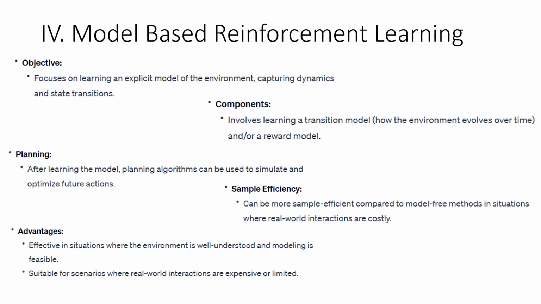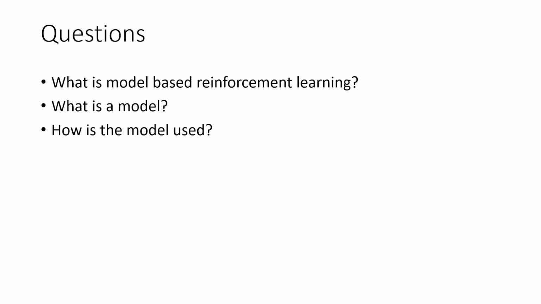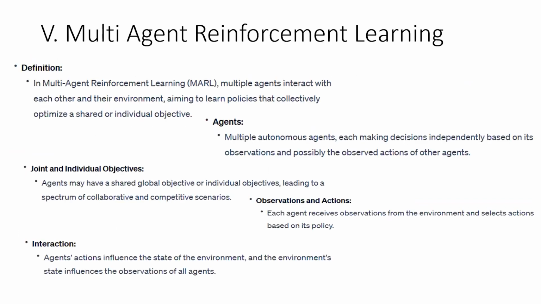Model-based reinforcement learning is the situation in which a model of the environment is already made available for the system to go through and then provide the optimal policy for the agent to achieve its final goal. What is model-based reinforcement learning? It is basically what we talked about earlier. And what is the model? The model is the representation of the environment in which the agent will be evolving. And how is the model used? The model is used to design the policy before actually applying it in real life.